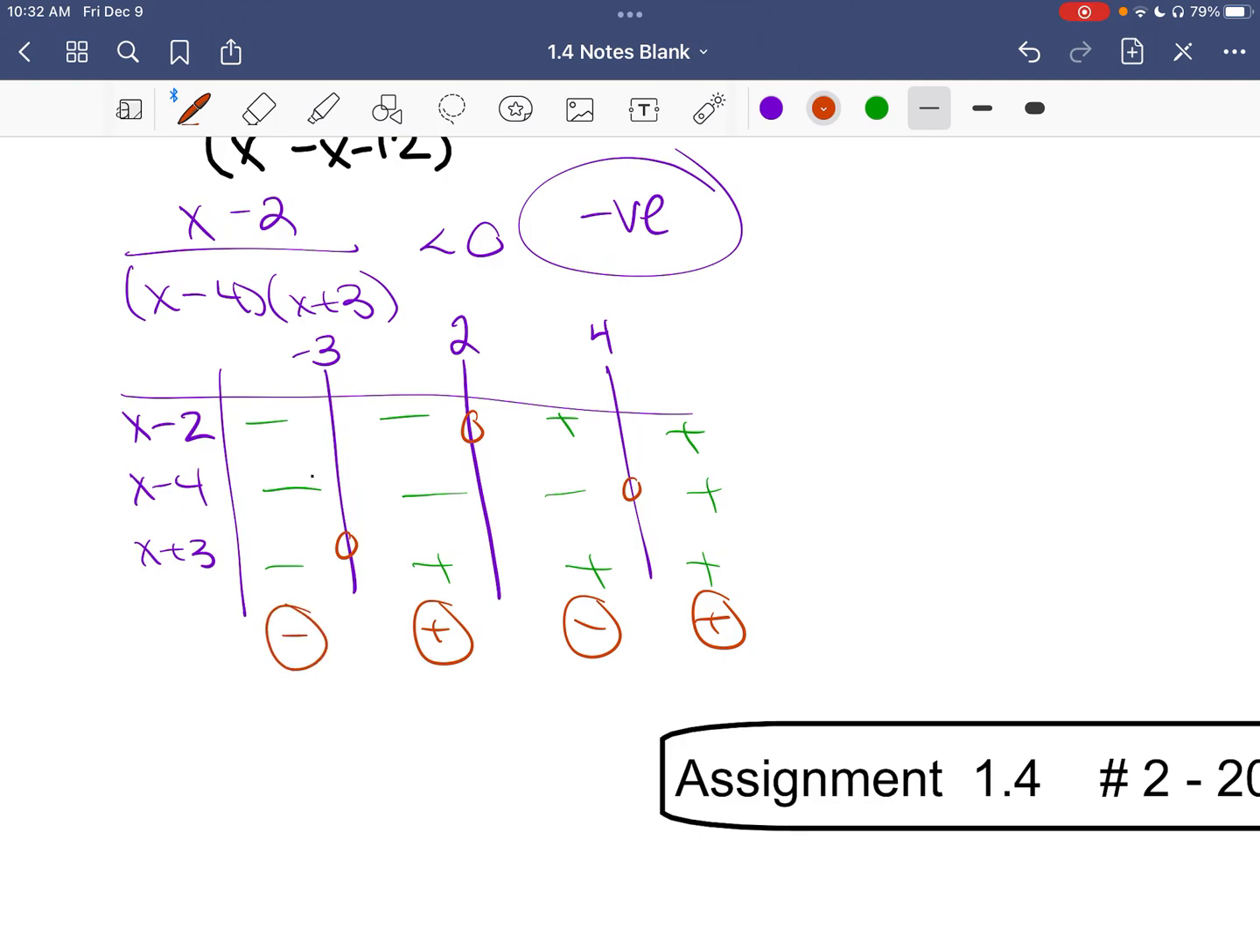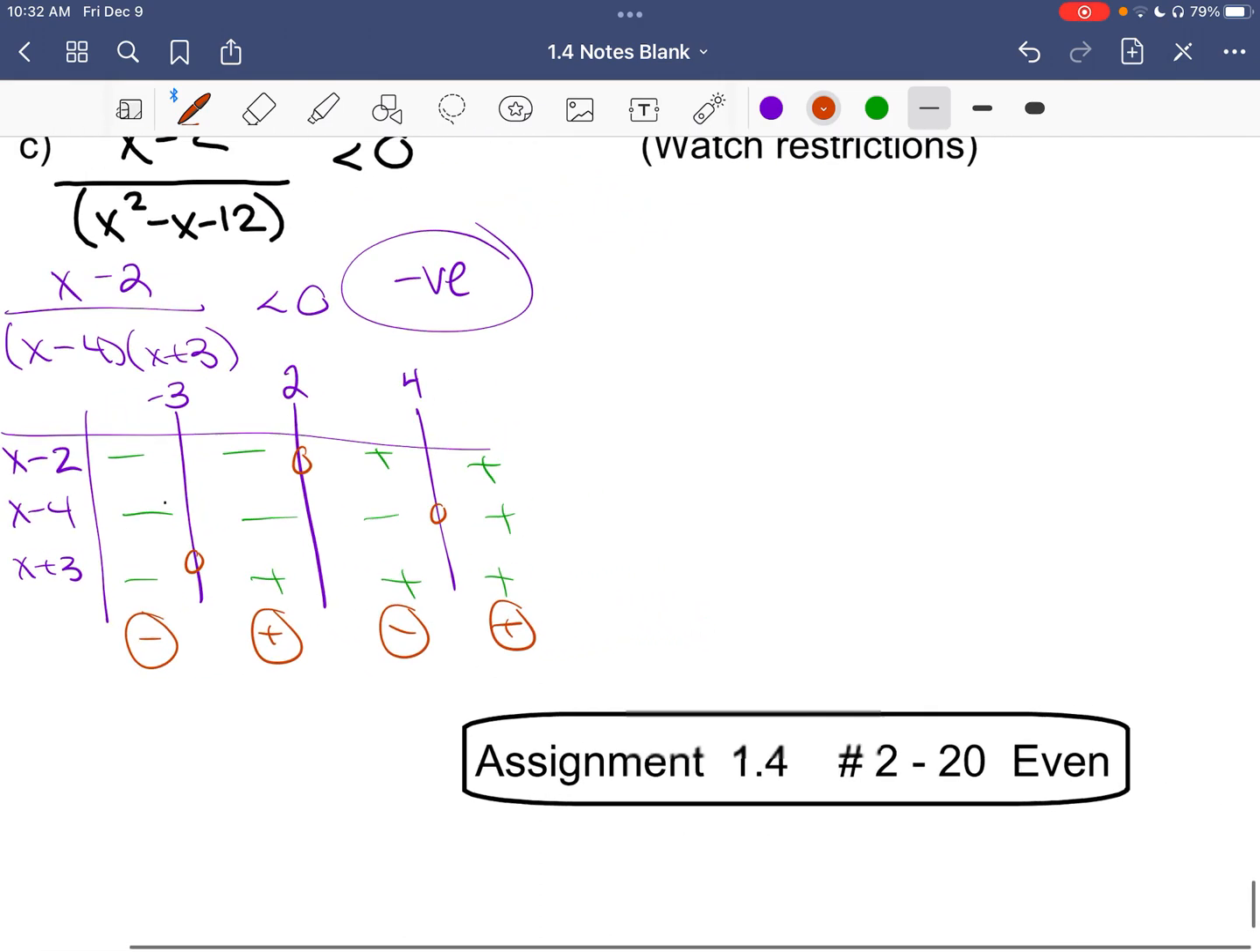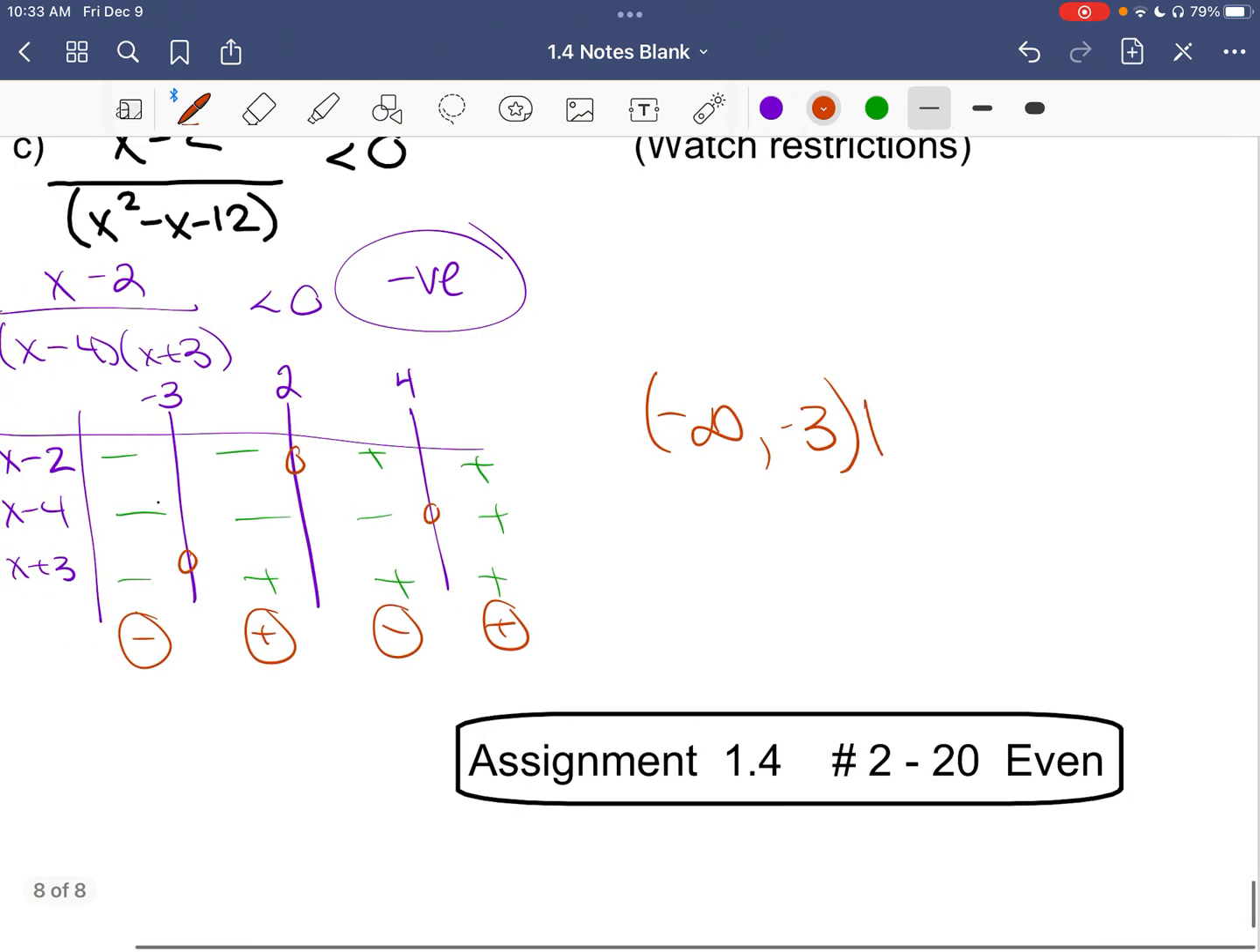We also know we have asymptotes at 4 and -3, and that comes from the fact that our denominator goes to 0 at those points. So we know for sure we can't equal those. So we are negative from -infinity to -3. Can't be inclusive, A, because we go to 0, B, because there's an asymptote. And we are also negative from 2 to 4.